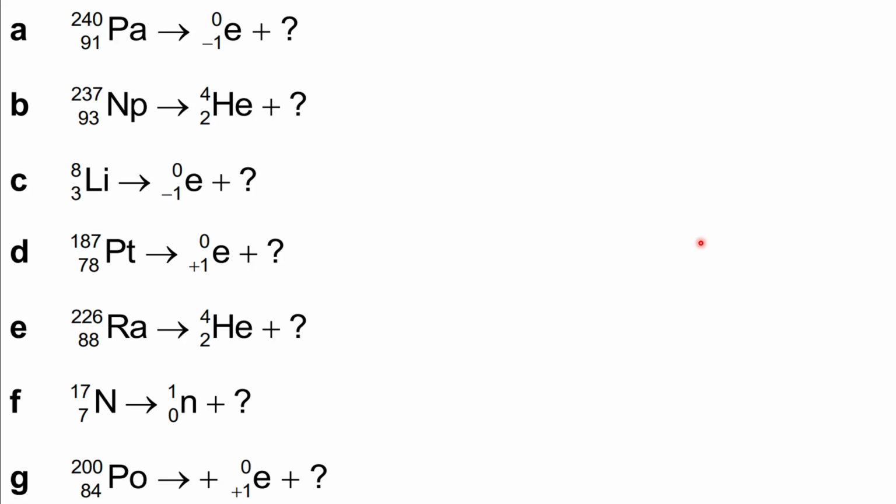Okay, just to finish off, I've got here 7 questions for you to try. Pause the video, see what you get, and then I'll go through the answers in a moment. Okay, so for A, you should have got uranium 240, 92. Again, numbers being equal on both sides. B, you should have this atom here with 233 mass number, 91 atomic number.